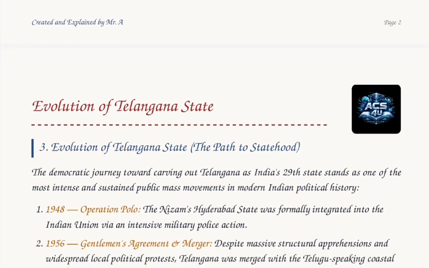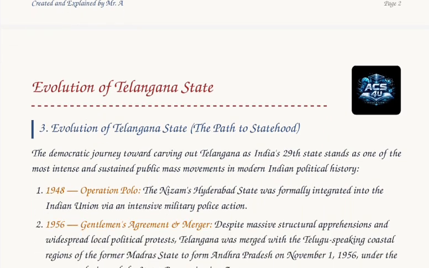Next there comes the evolution of Telangana state. Evolution of Telangana state, the path to statehood. The democratic journey toward carving out Telangana as India's 29th state stands as one of the most intense and sustained public mass movements in modern Indian political history.